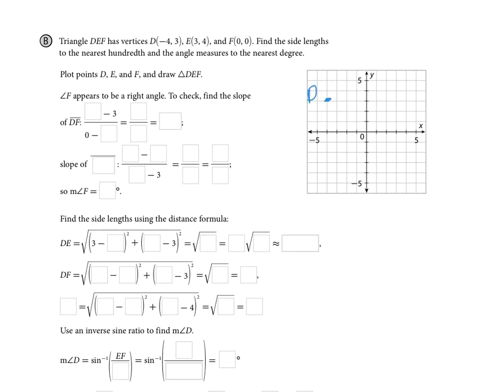E is (3, 4). And F is right at the origin. So here is our triangle. Now we hope this is a right triangle because we're in the right triangle module of this book, but we're not really sure of that. So what we need to do is to check the slopes.